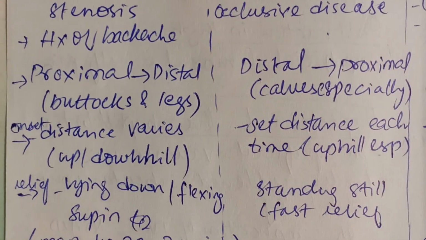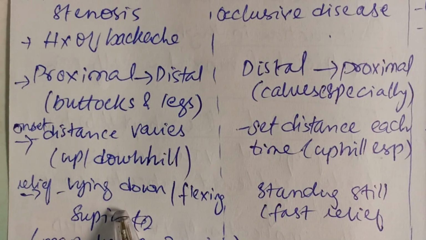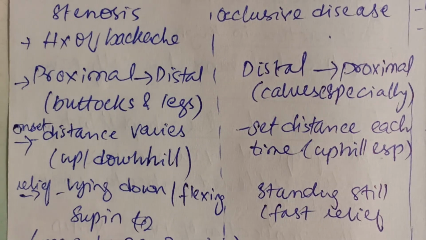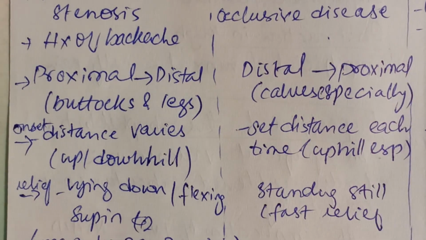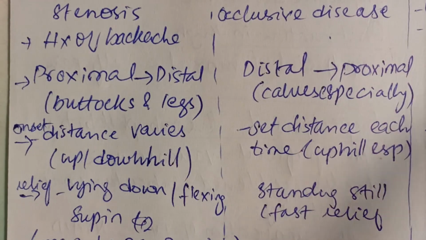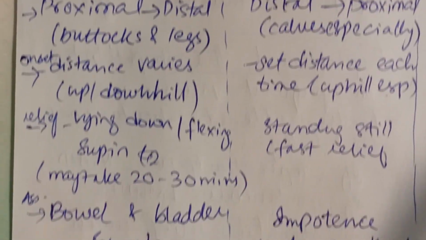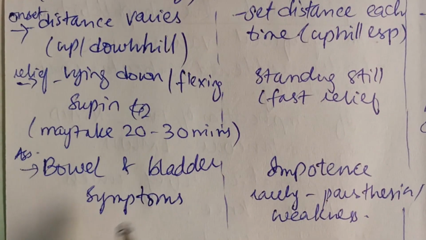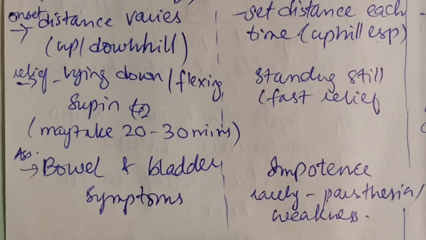The patient with neurogenic claudication would be relieved by lying down or flexing in a supine position, and it can take up to 20 to 30 minutes. While in vascular claudication, the patient gets fast relief, and can get instant relief while standing still. There can be some associated symptoms: in neurogenic claudication, the patient can experience bowel or bladder symptoms, while in vascular claudication, the patient can have impotence, and paresthesia or weakness can also be there, but rarely.